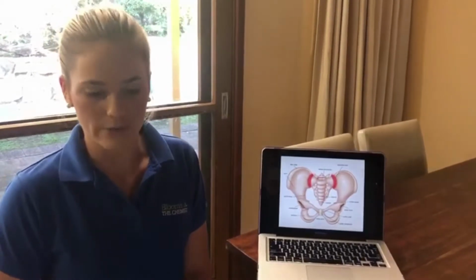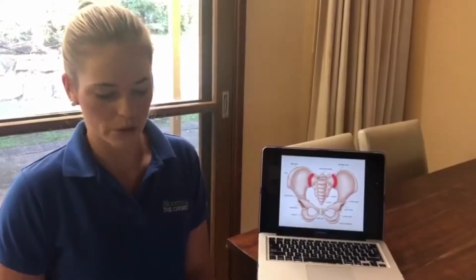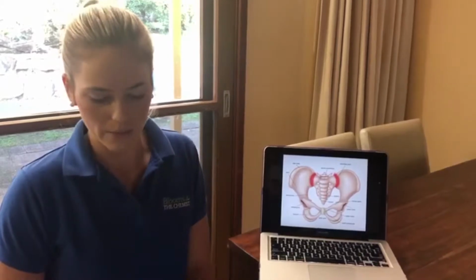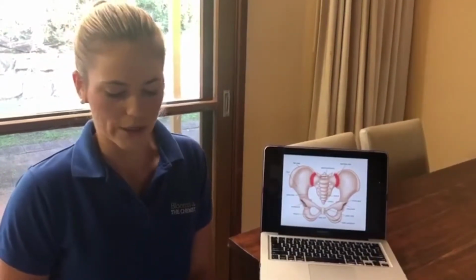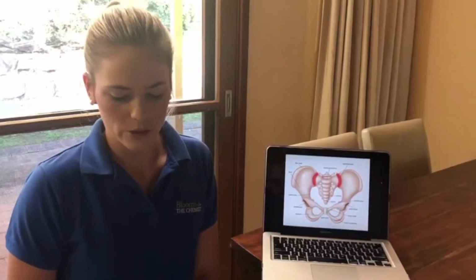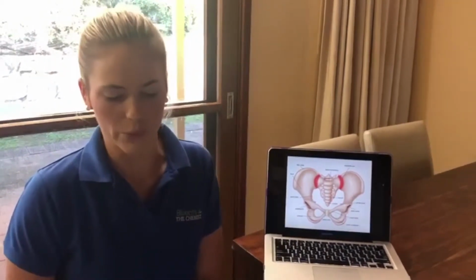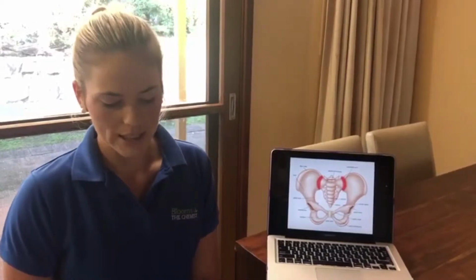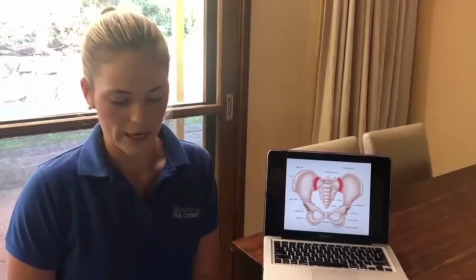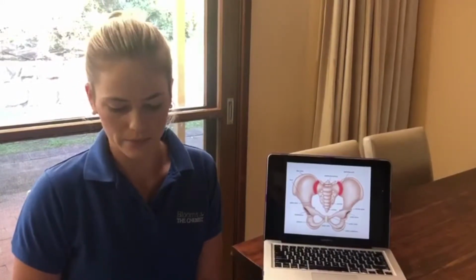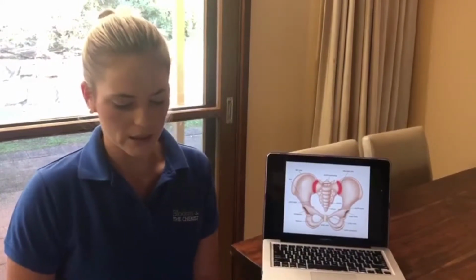Generally, SI joint dysfunction is caused from too much motion, so hypermobility and instability, or too little, so hypomobility or fixation of the joint. Most often, this is caused from looseness or tightness of those supporting ligaments. SI joint dysfunction is most commonly found in young to middle-aged women, and it is typically felt in the lower back, so the lumbar region, and the buttocks.